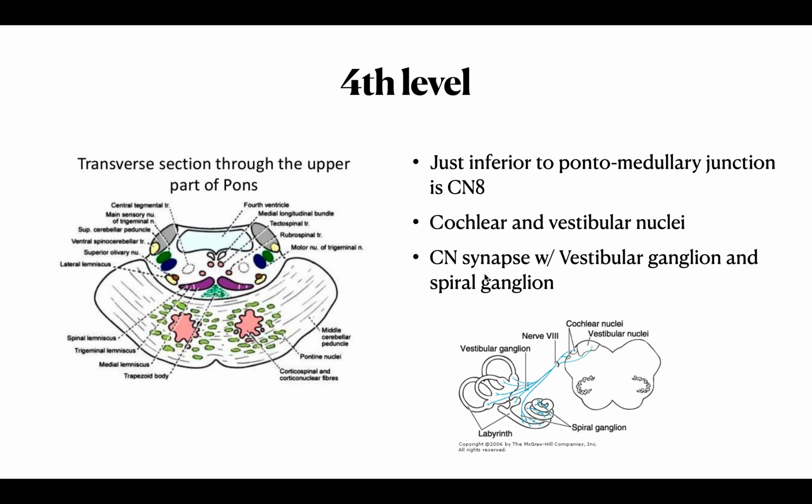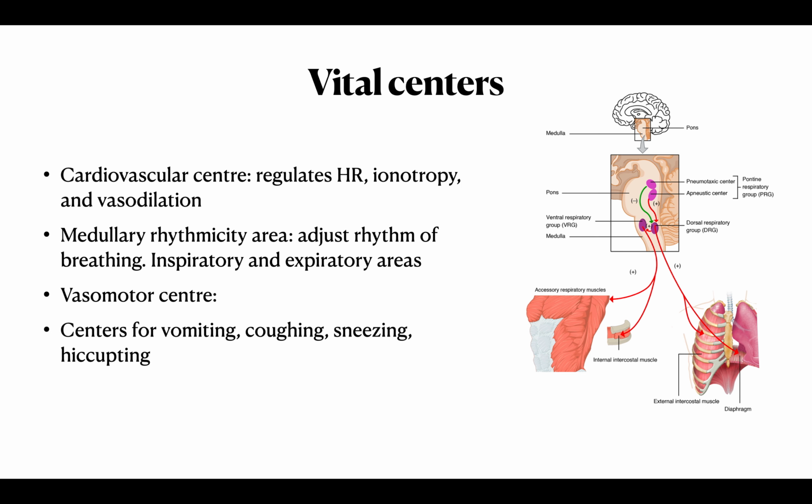Okay, so at the fourth level, it's going to be right below the pontomedullary junction, and that's where cranial nerve number 8 is basically going to appear. And that's involved with the cochlear and the vestibular ganglion. The cranial nerve will synapse with the vestibular ganglion and the spiral ganglion, and go into the vestibular nuclei along with the cochlear nuclei in order to integrate that information and maintain our sense of equilibrium and balance.